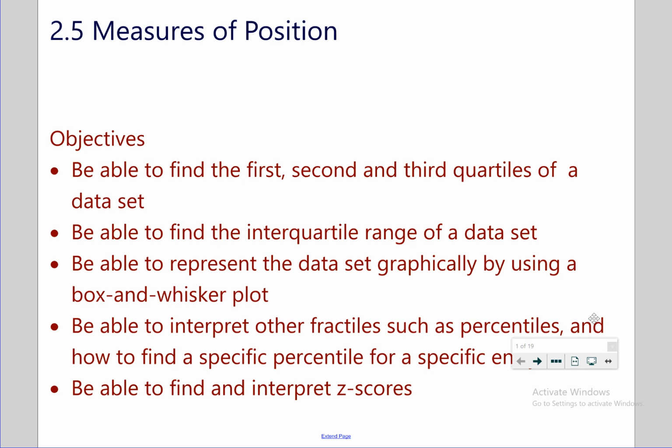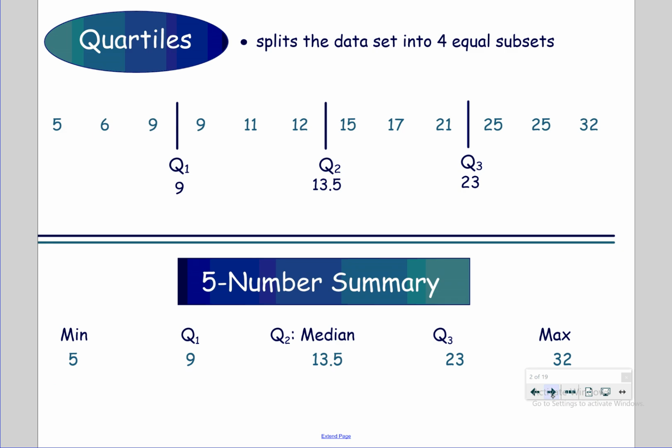Okay, so measures of position, mostly it's going to be our box and whisker plots that we're talking about in this section. You guys have done this before, so we're going to jump through some of this basic stuff to start. When you make a box and whisker plot, we create what's called a 5-number summary.